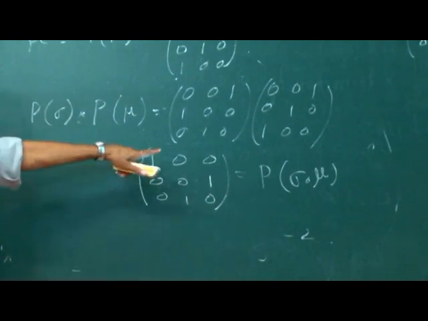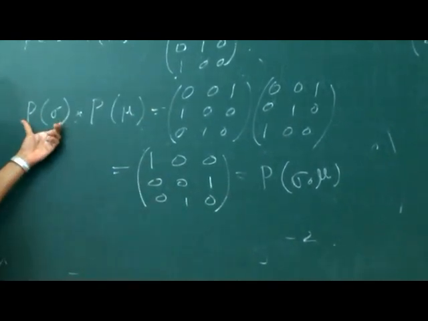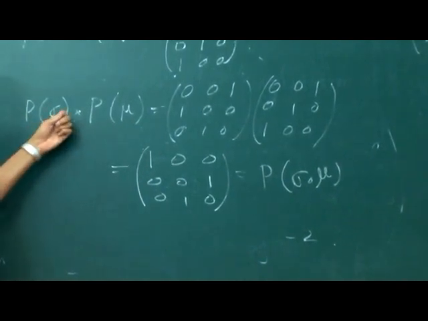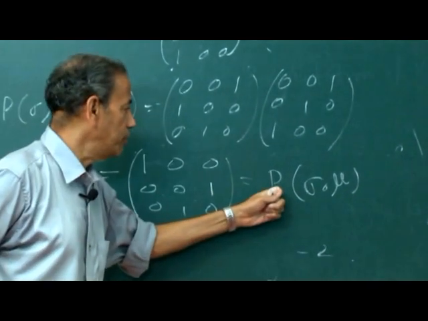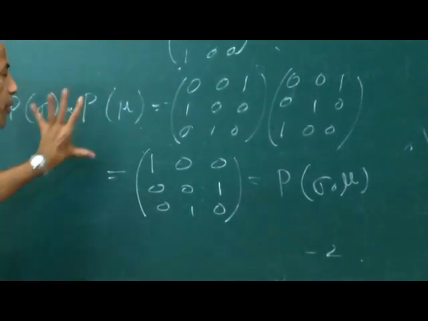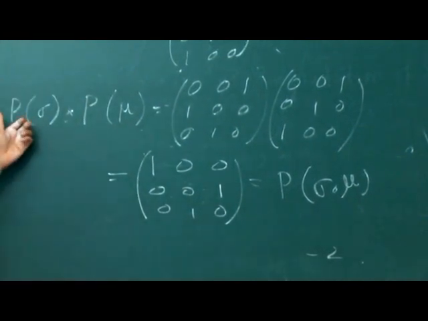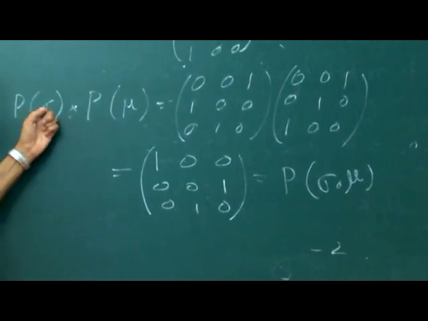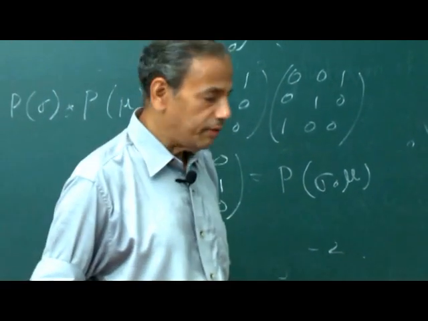So remember this. This is a very important result. The permutation matrix corresponding to sigma, into the permutation matrix corresponding to mu, is the permutation matrix corresponding to sigma mu. That means this assignment of P takes the composition into product. This is a very important result. We will use this later on.